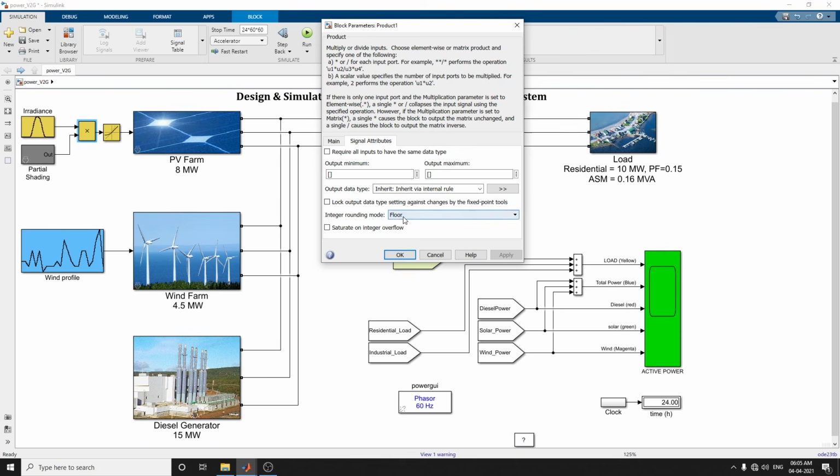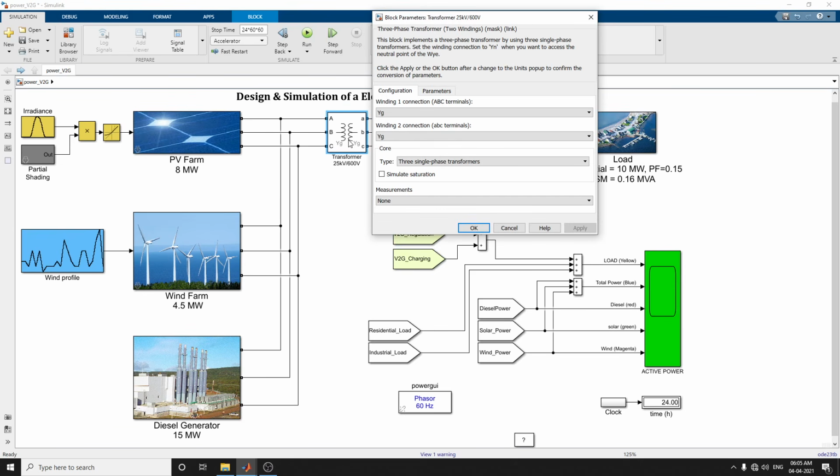And also rounding mode, there are different kinds of options available here: ceiling, convergent, floor, nearest, round, simplest and zero. Here we are choosing floor. For your analyzing purpose you can choose this integer rounding mode as different types of inputs. You can analyze the output.